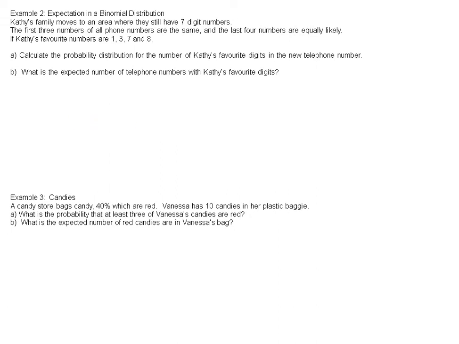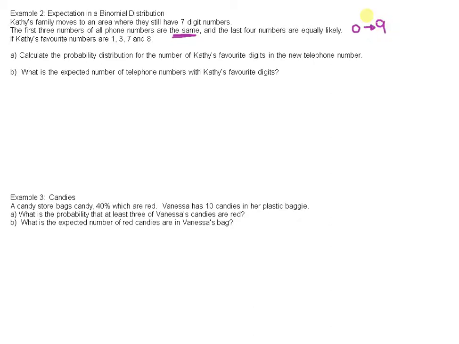Okay. Example 2, expectation and a binomial distribution. Kathy's family moves to an area where they have 7-digit phone numbers. The first 3 digits of all phone numbers are the same, so the first 3 digits aren't going to change. We don't have to worry about those. And the last 4 numbers are equally likely, so we're talking from between 0 and 9.